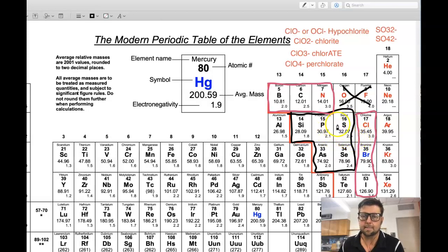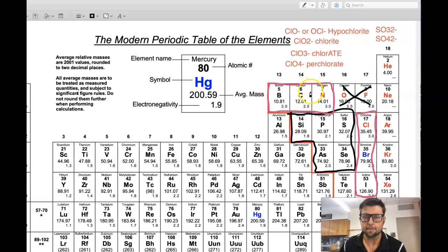The whole key to this is figuring out how many oxygens and what charge there are for a lot of these polyatomic ions. And I think at least about 15 of these ions work for this system. So let's look at the outers first.